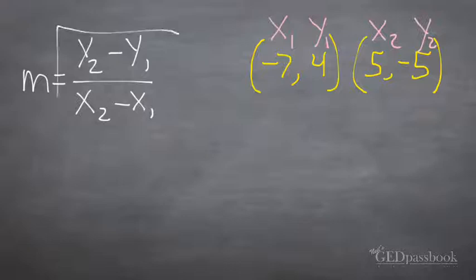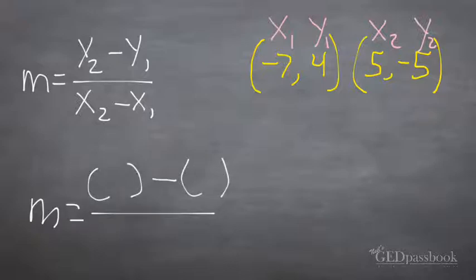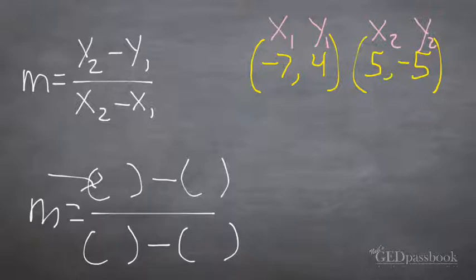Parentheses. So all I'm going to do is rewrite this whole thing. M equals, but I'm just going to save my fraction and put parentheses. And then I'm going to punch in the designated number. What should go in there? My y2. What is my y2? Negative 5. Beautiful. What should go in there?